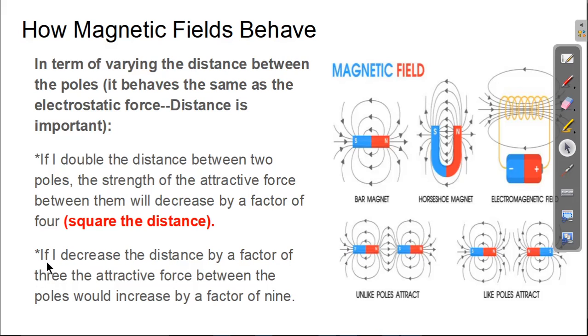Let's look at the other example. If I decrease the distance by a factor of 3, the attractive force between the poles would increase by a factor of 9. So remember, 3 to the 2nd power equals 9. So you have a mathematical way to calculate how fields behave by increasing or decreasing the distance between the magnets.